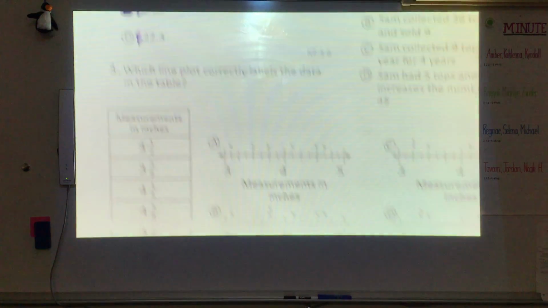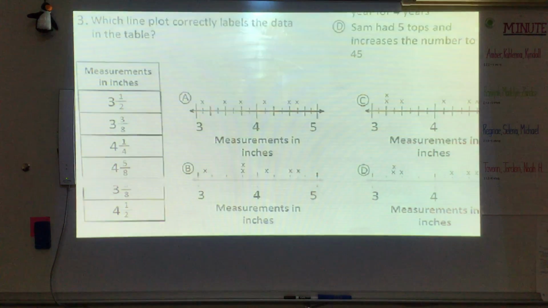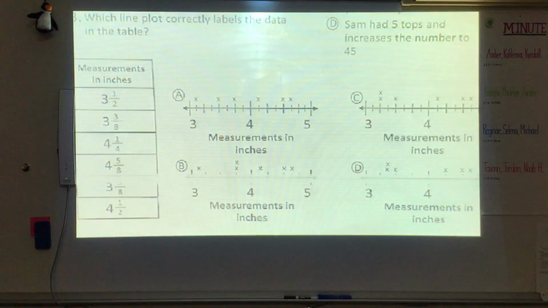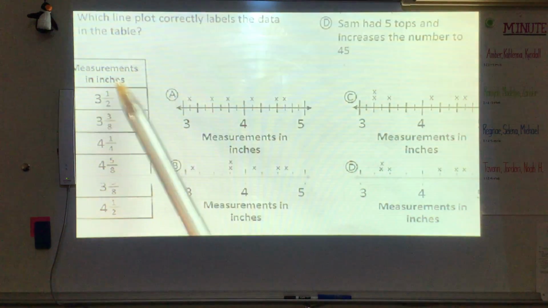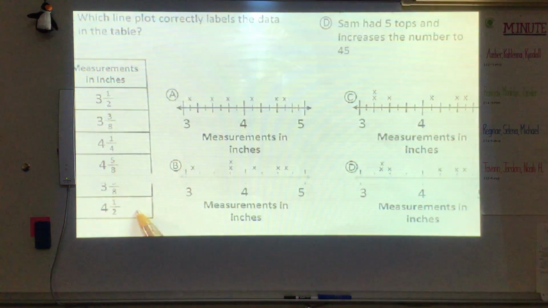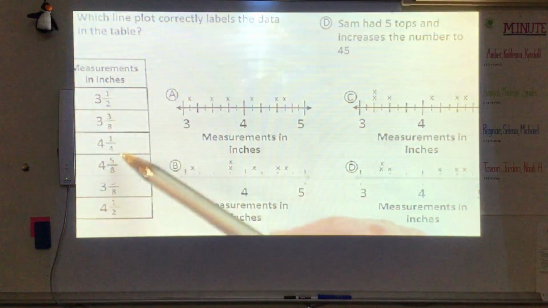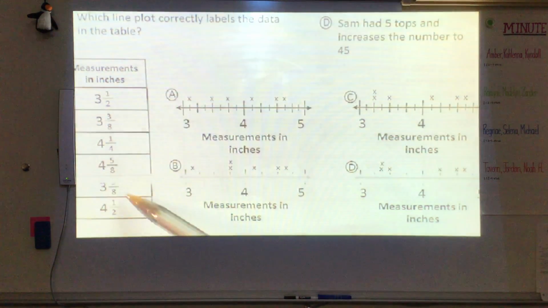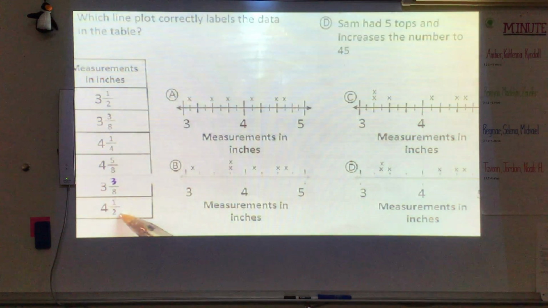All right, number 3. Our lovely little line plots. All right, so I'm running out of room up here, but let's see what we got. Which line plot correctly labels the data in the table? So here's our data points right here. And let's just see what we have. We have 3 1/2, 3 3/8, 4 1/4, 4 5/8. I think that's supposed to be 3 3/8, and 4 1/2.